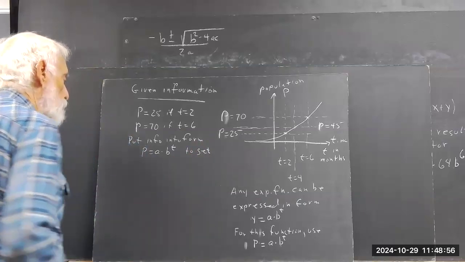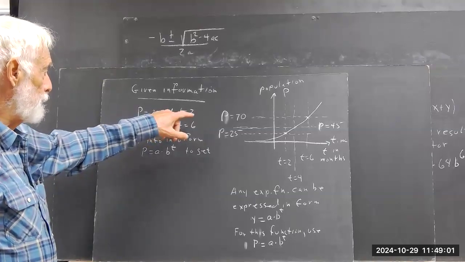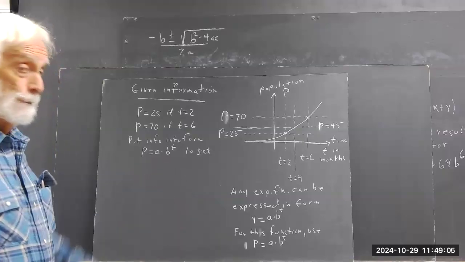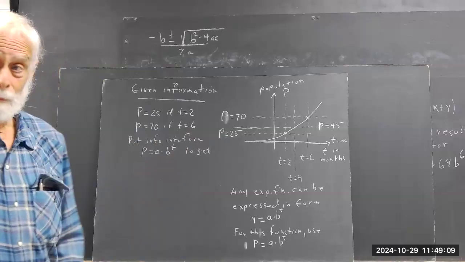Well, if you put 25 in for P and 2 for T, what do you have? Replace P by 25 and T by 2. Write it out.